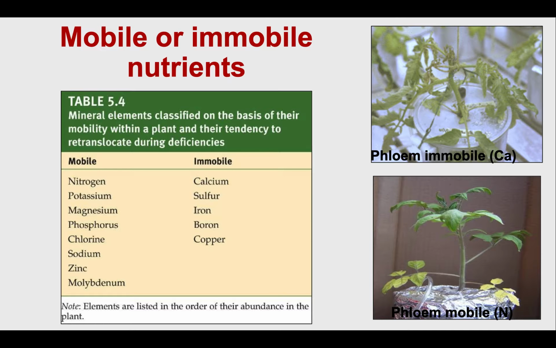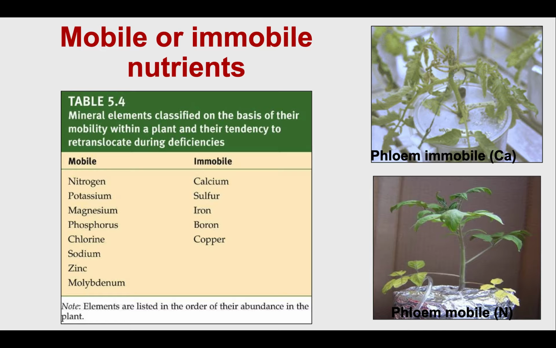Versus if they are mobile, as the plant is growing, those new leaves can tap into, say, nitrogen, for example, in the bottom picture. They can tap into the nitrogen that was used in the older leaves. So nitrogen from those older leaves can be transported in the phloem to help the growth of the new leaves. They're not stuck in place. They can move to wherever they are needed.